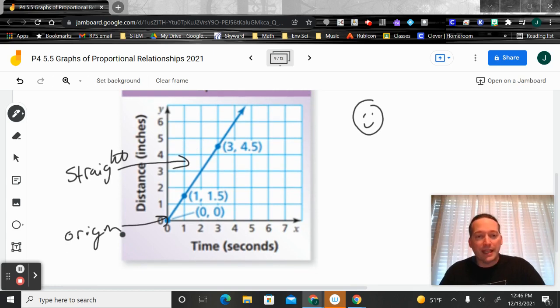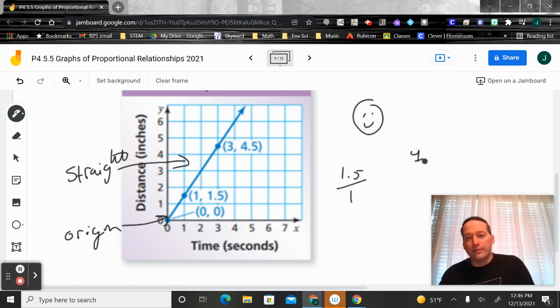Well, all we have to do is take any 2 points that we have. Now, they tell us specific points, which is nice. So it gives us 1.5 over 1, or 4.5 over 3. Either one, it's going to give us 1.5. Okay, in this case, it happens to be inches per second because it tells me that right there, inches per second. And this is going to be 1.5 inches per second.